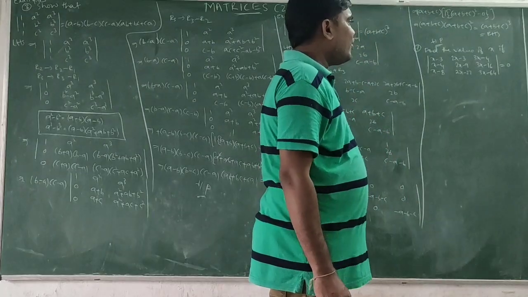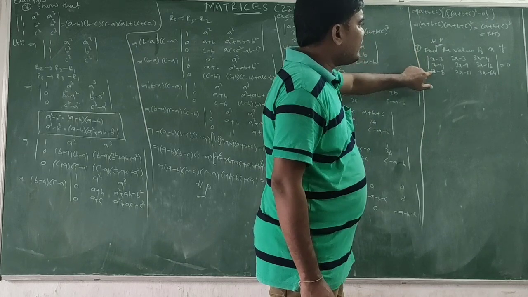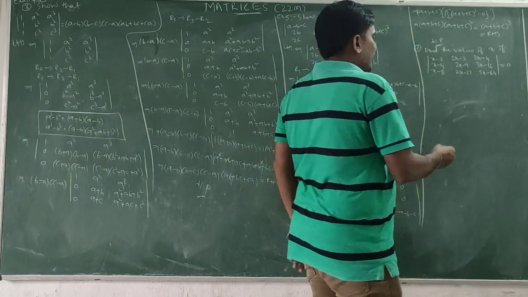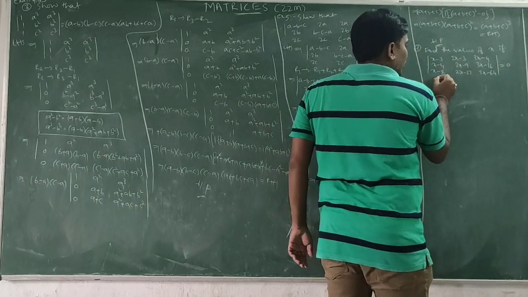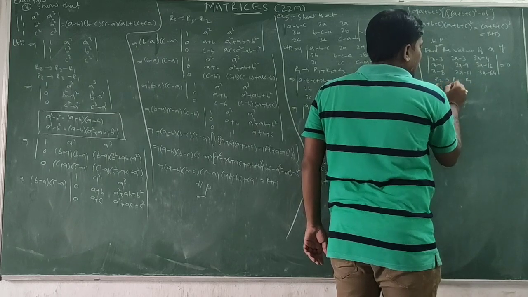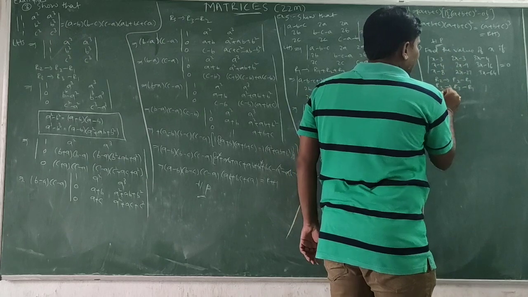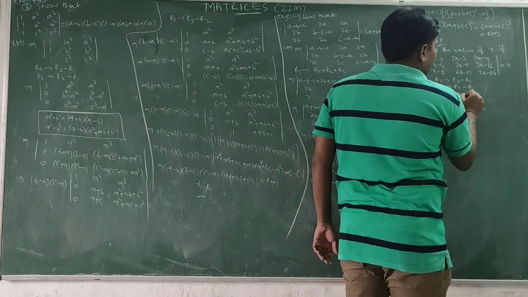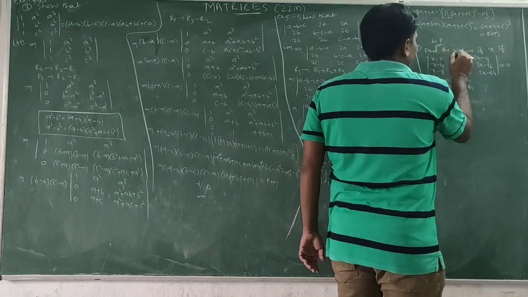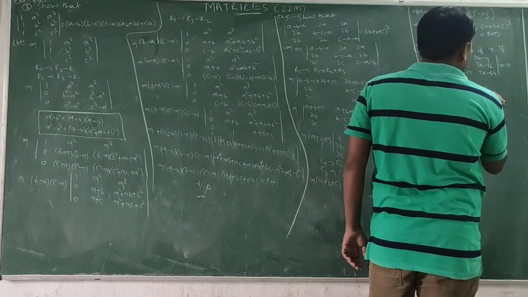So I want to do elementary operations. If we observe, this is x, 2x, 3x in each column. If we subtract, we will get a 0. So R2 changes to R2 minus R1, and R3 changes to R3 minus R1. The first row stays x minus 2, 2x minus 3, 3x minus 4.